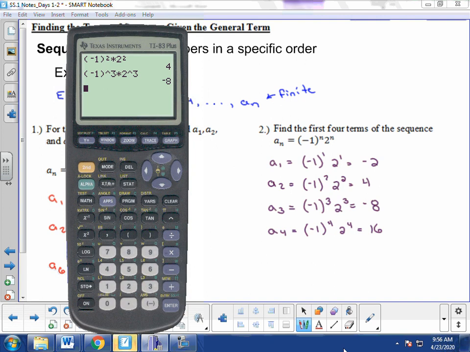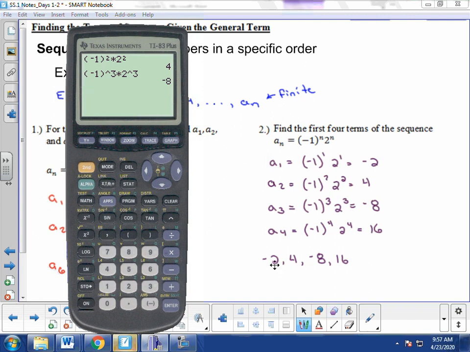If we wanted to list this as a sequence, we could write this out in ascending order, noticing that it does change from positive to negative, alternating here. So negative 2, 4, negative 8, positive 16. You might take a guess that the next number would be negative 32, and then positive 64, and so on.